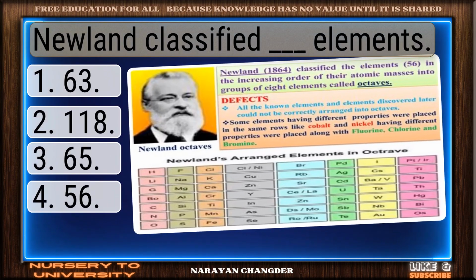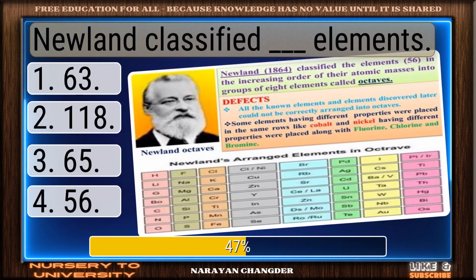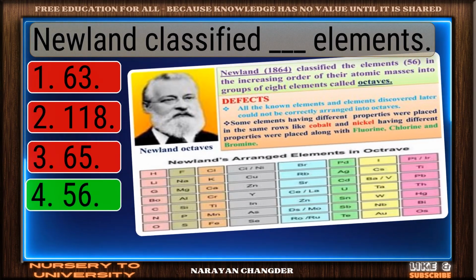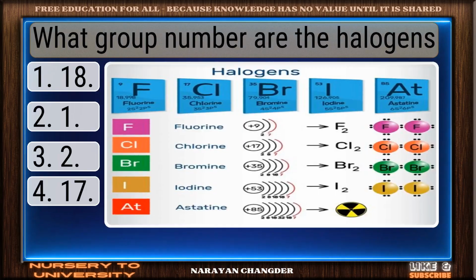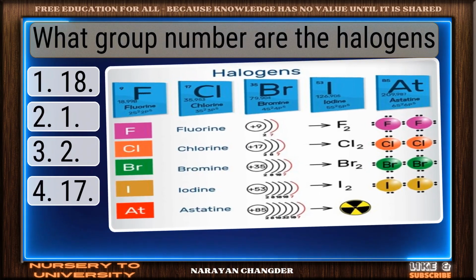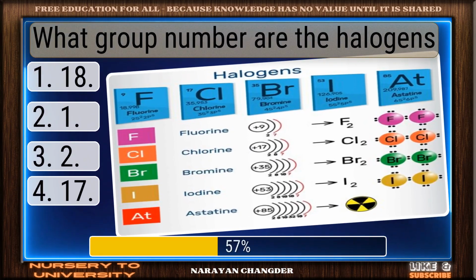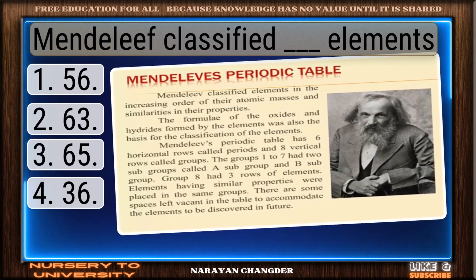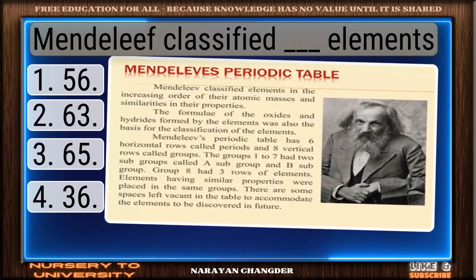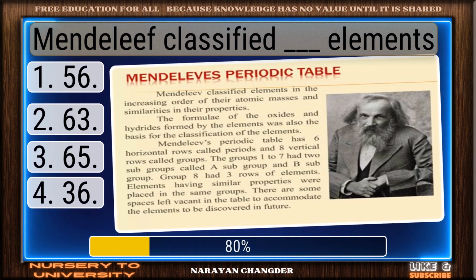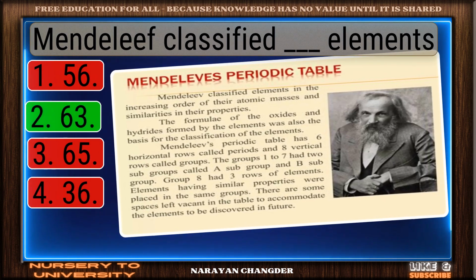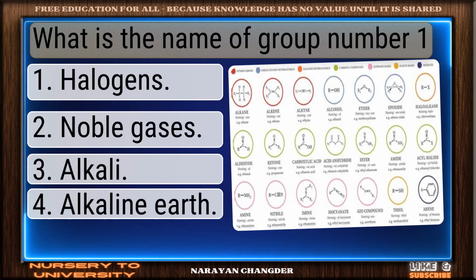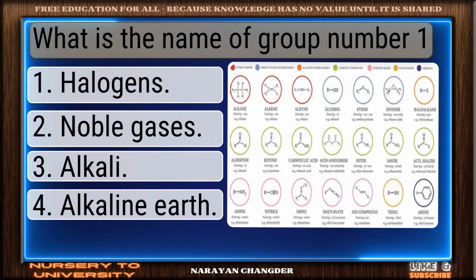Newlands classified dash elements. Well done. 56 is right. What group number are the halogens? Strong choice. 17 is right. Mendeleev classified dash elements. Excellent choice. 63. What is the name of group number 1?